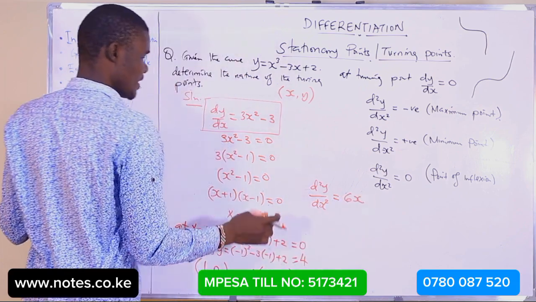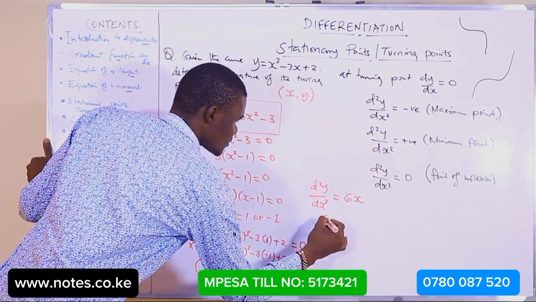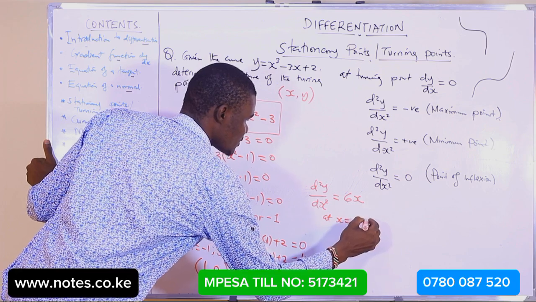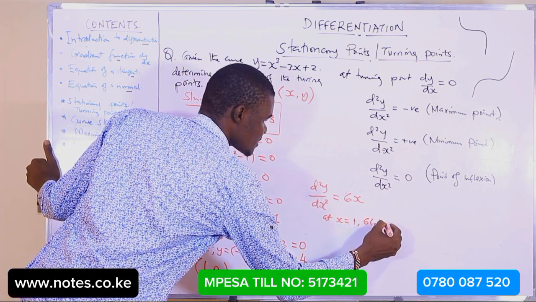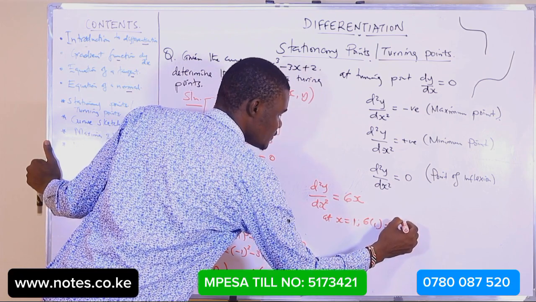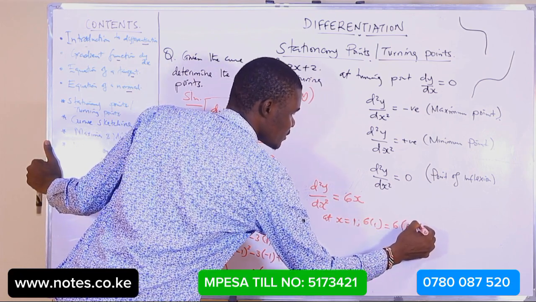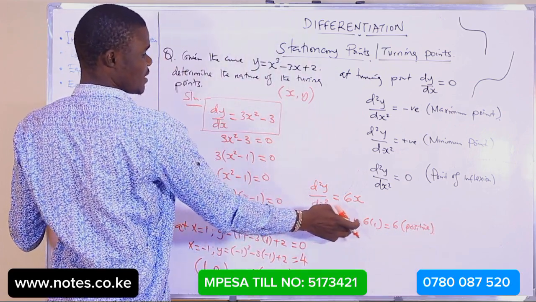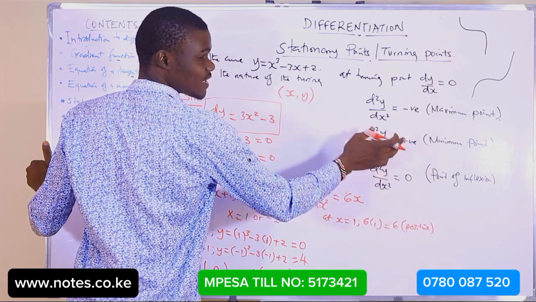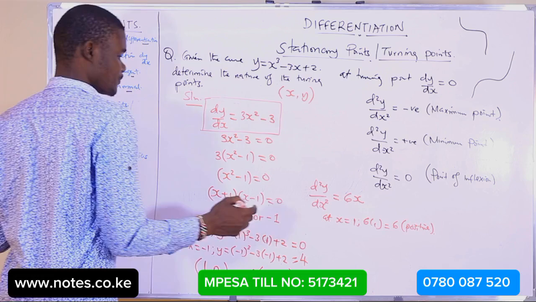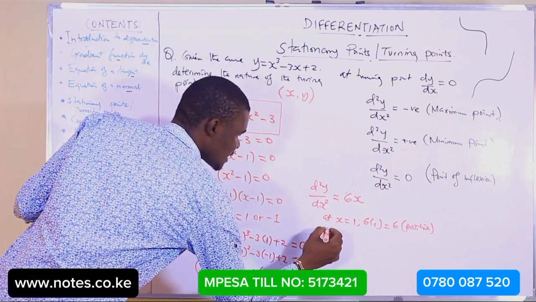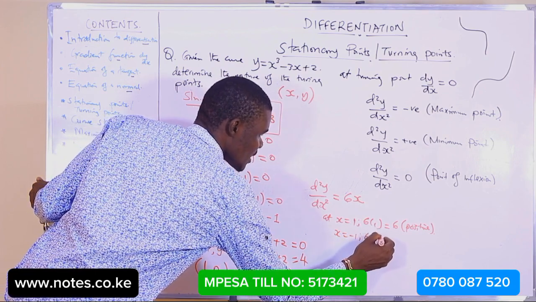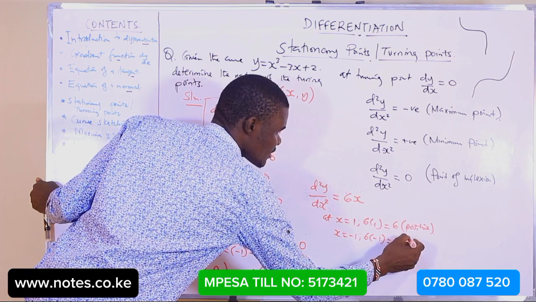6x. So I'll replace x with 1 so that we know: at x is 1, we're going to get 6 into 1, which is 6. So this is a positive. And when it is a positive, you know that at x is 1, that is a minimum point. Number 2, at x is -1, you're going to get 6 into -1, which is -6. So you know that is a negative.